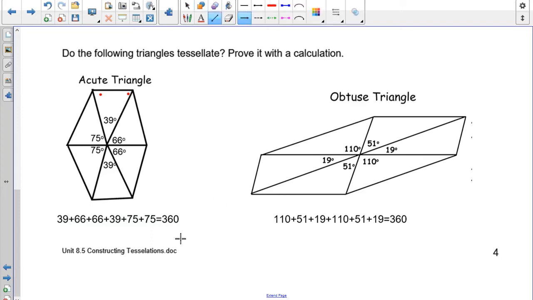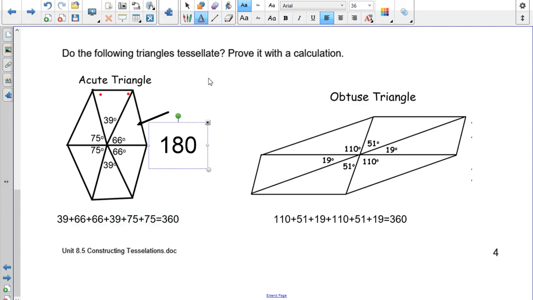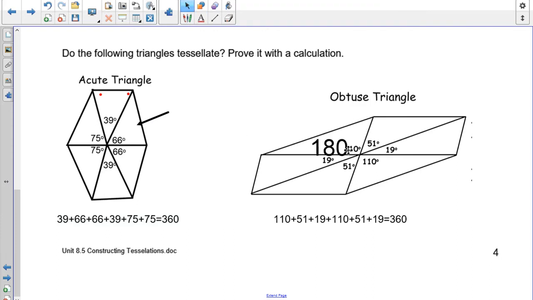Now I've kind of overdone this because I've done the tessellation and shown you that it adds to 360, but we know that the interior angles of a triangle, 66, 75, and 39, equal 180 degrees, right? So having done that, you go over here, this triangle is the same way. It also equals 180 degrees. So we know that all triangles tessellate. So in summation, all triangles tessellate, doesn't matter what kind they are.